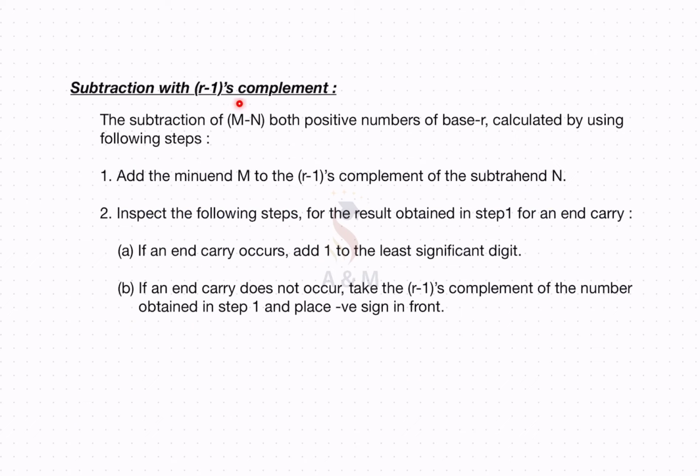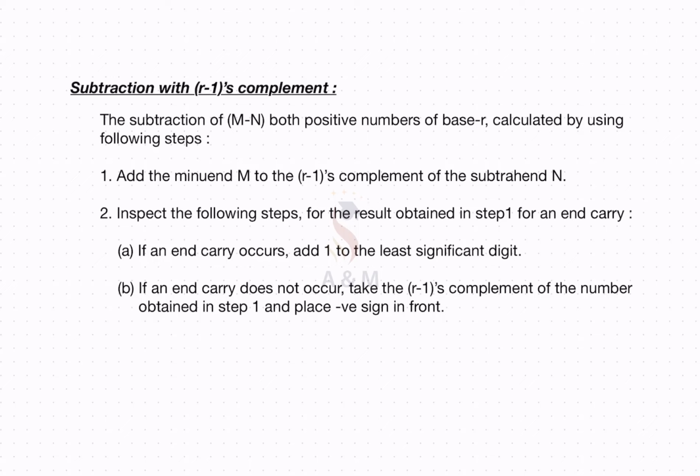Subtraction with r minus 1's complement. The subtraction of m minus n, both positive numbers of base r, is calculated by using the following steps. Step 1: add the minuend m to the r minus 1's complement of the subtrahend n. That means we have to add m with the r minus 1's complement of n.